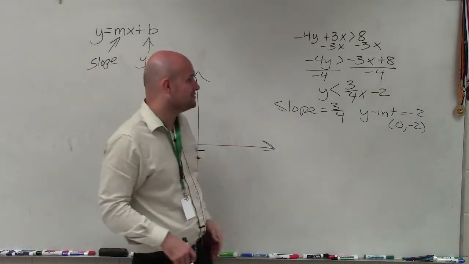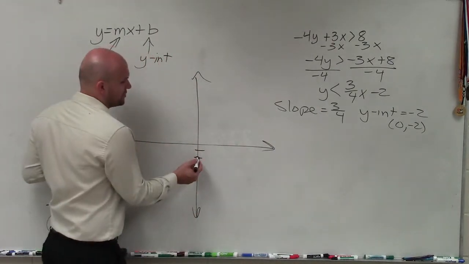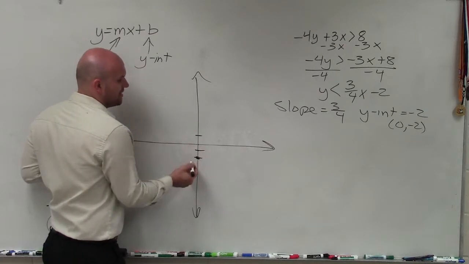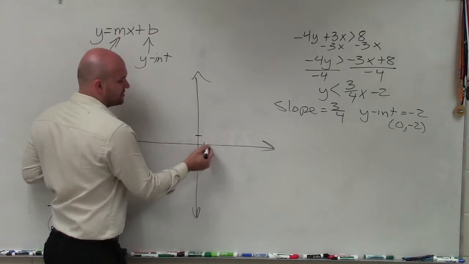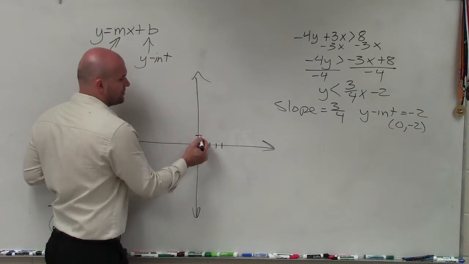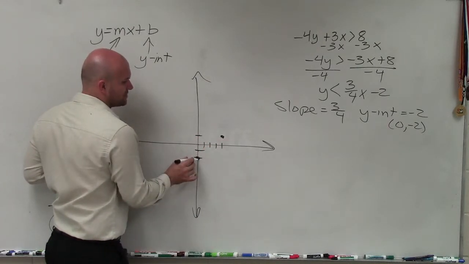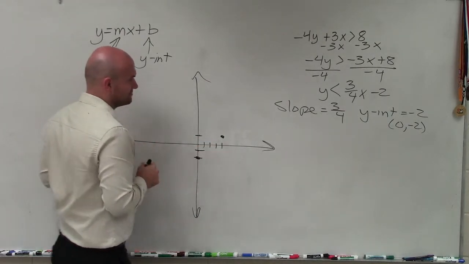So anyways, I'll use the slope, which is 3/4, to go up 3 units: 1, 2, 3. And then I go over 4 units: 1, 2, 3, 4. So I go up 3 over 4 from my y-intercept. That's going to determine my next point.